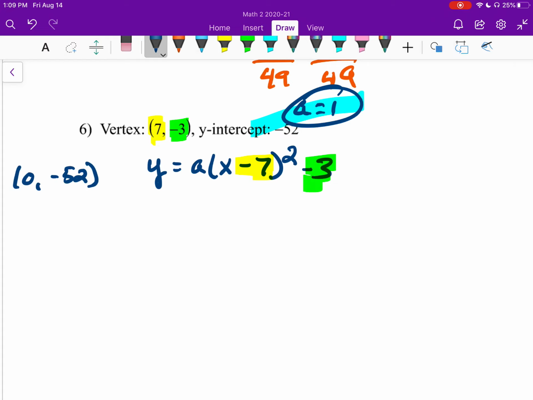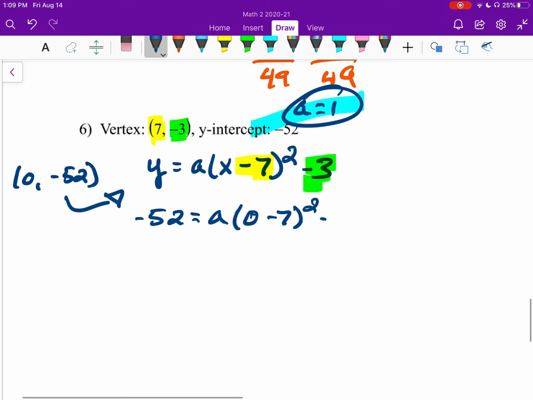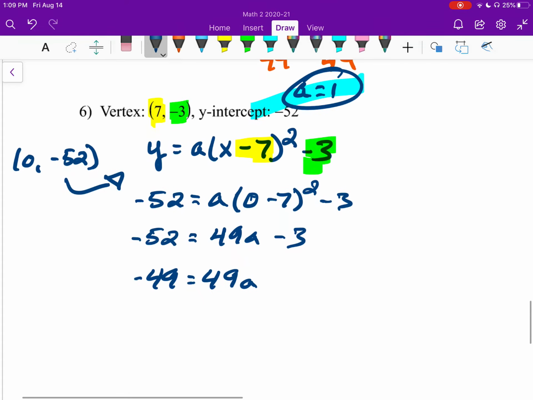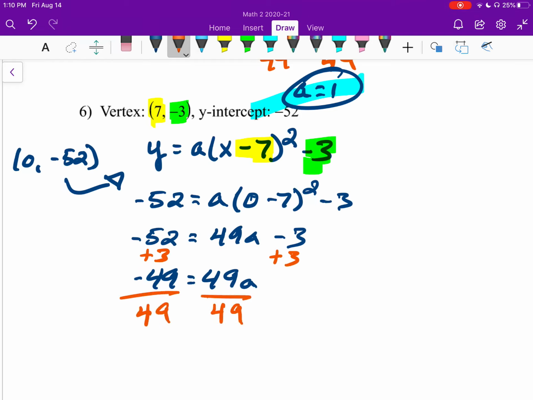And now I'm going to plug that into our equation. So I've got negative 52 equals a(0 minus 7) squared minus 3. This is the same thing as negative 52 equals 49a minus 3. This is the same thing as negative 49 equals 49a, right? Because what I did there is I added 3 to both sides. And now to finish off, I'm going to divide both sides by 49 because that's the coefficient of a. And I get negative 1 equals a.